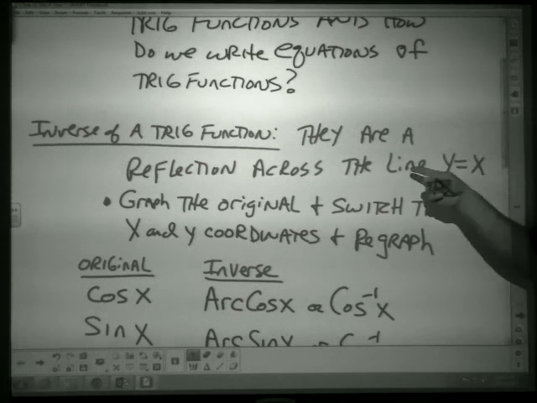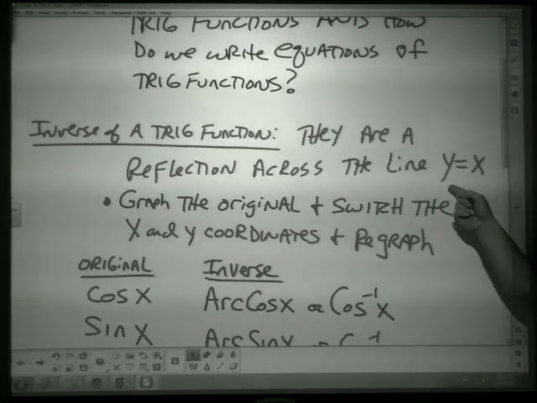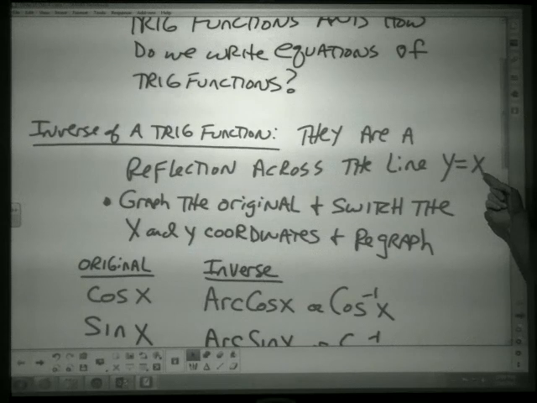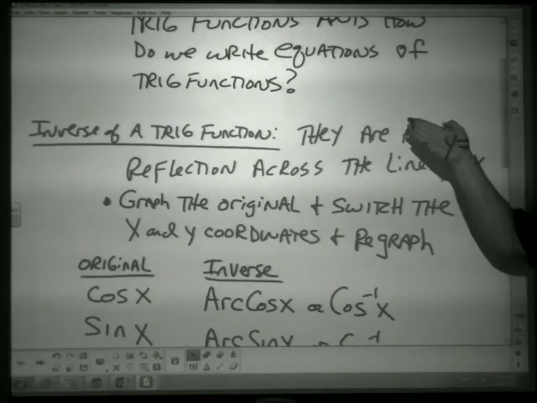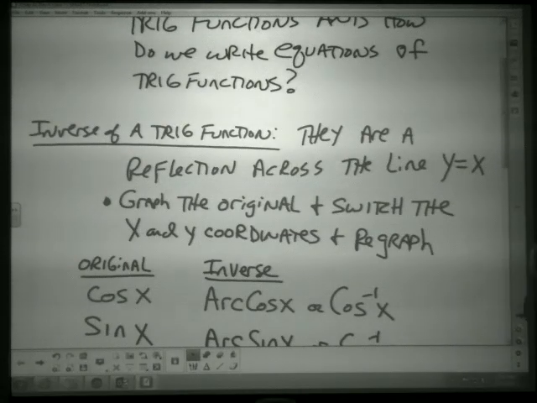They're a reflection across the line y equals x, just like the inverse graphs we drew earlier this year. So what do we do? We graph the original, switch the x and y coordinates, and regraph. That's how we make an inverse of a trig function. Okay?